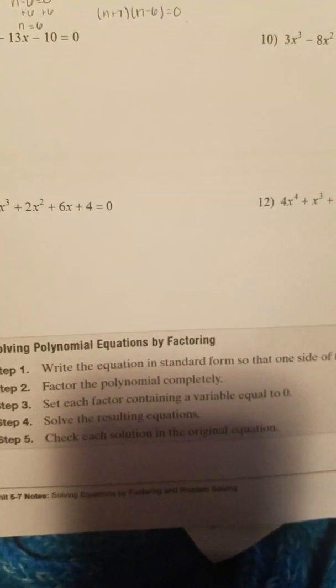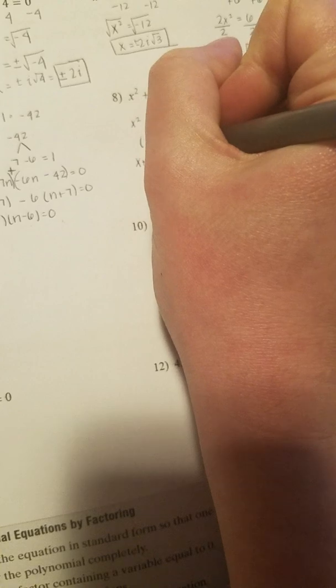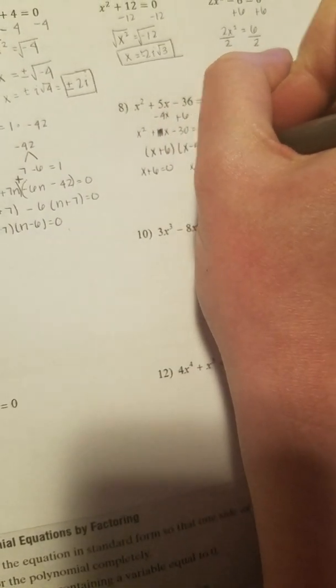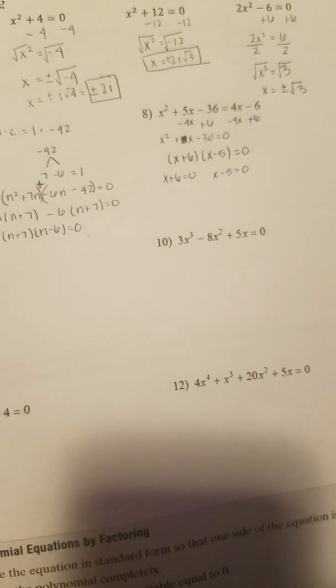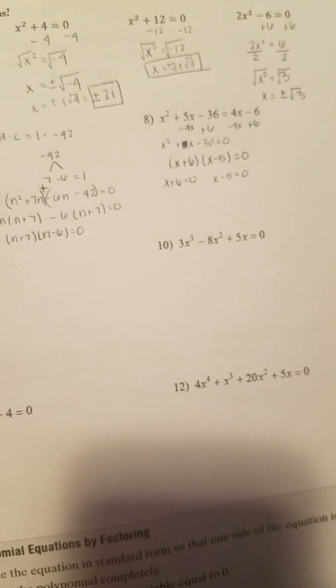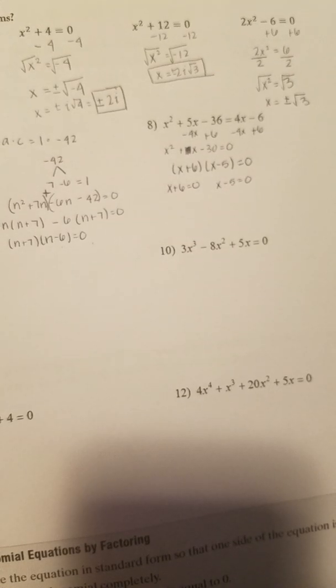Step 3 is set each factor containing a variable equal to 0. So we're going to go like this. X plus 6 equals 0. X minus 5 equals 0. And then we solve.